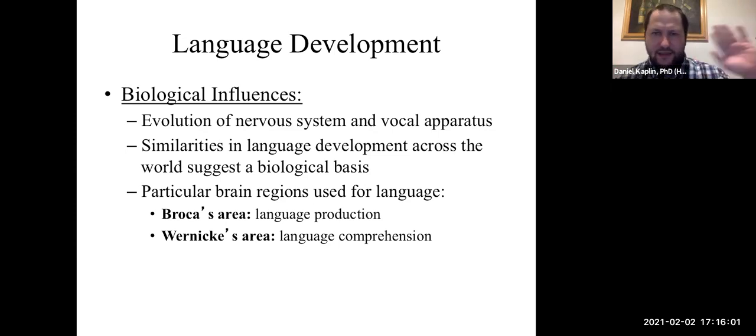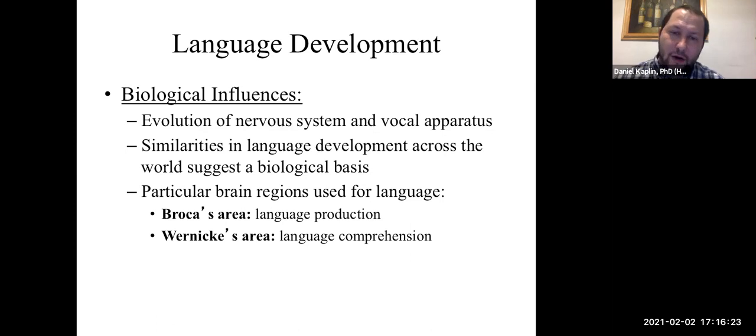All right, so that's the nervous system and vocal apparatus. Now, there are two parts of the brain. I talked about speech and language production and speech and language comprehension. Two parts of the brain I want to draw attention to, even though the circuit of language development includes several other parts.